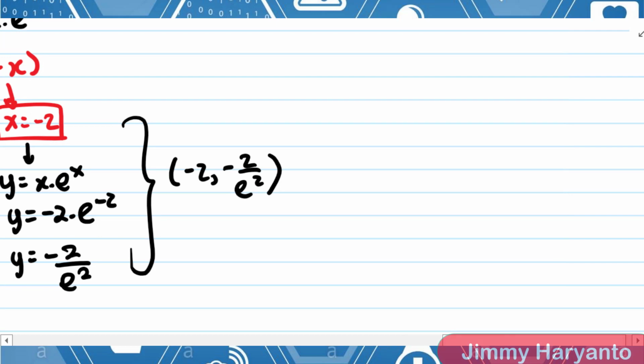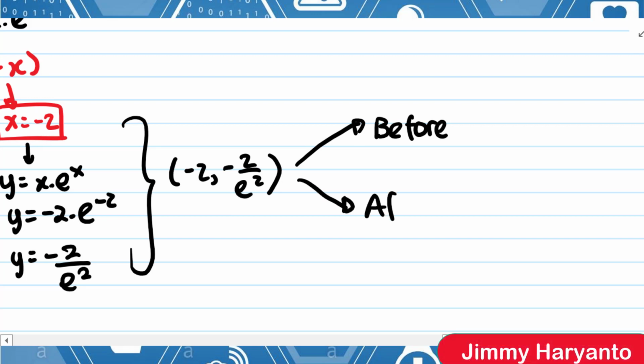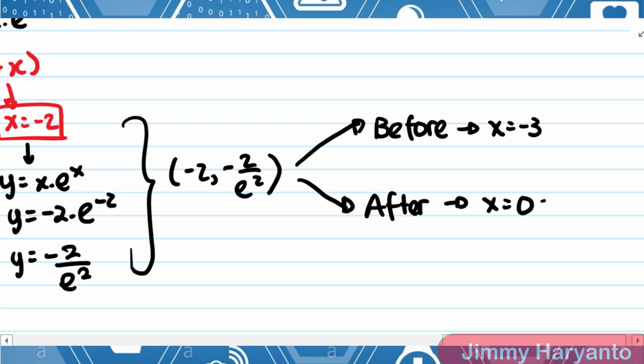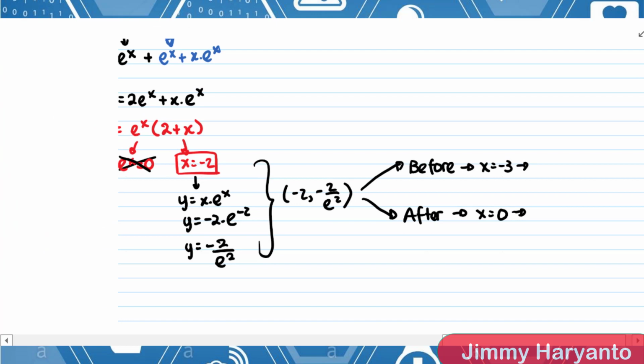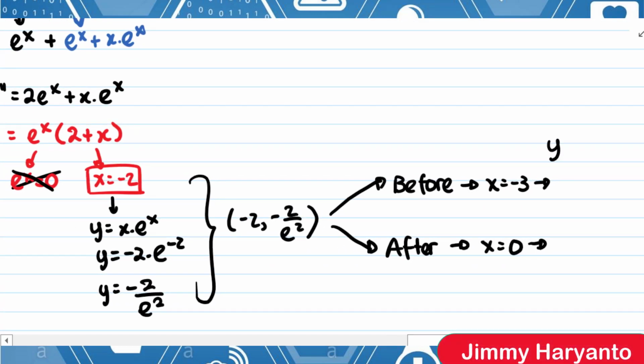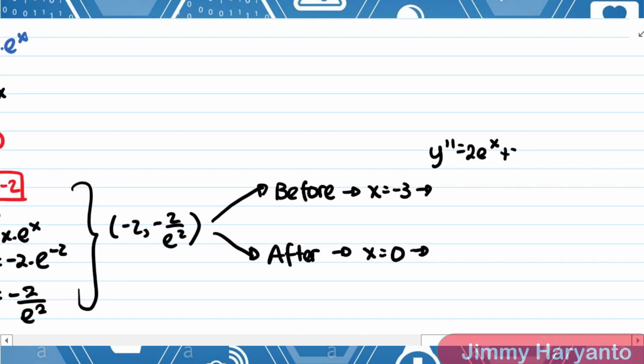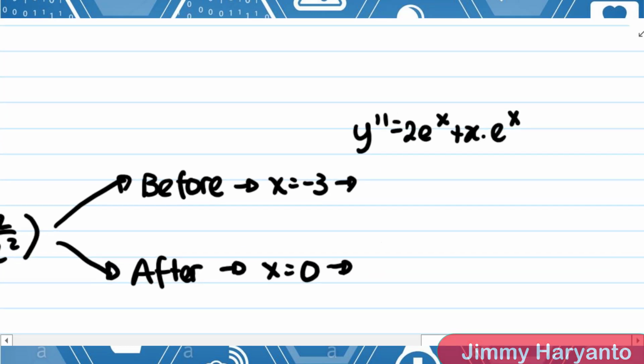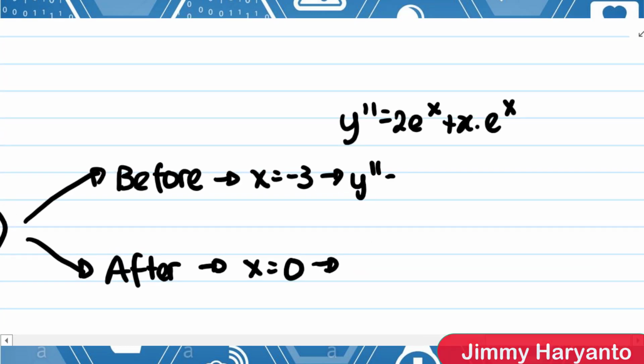Next is to determine whether this one is an inflection point or not. So I will take the before and also the after value of x. X equals negative 3, and I will take x equals 0 for the after part. Negative 3, y double accent equals 2e to the power of x plus x times e to the power of x. Okay, I think we have to use a calculator for this one.